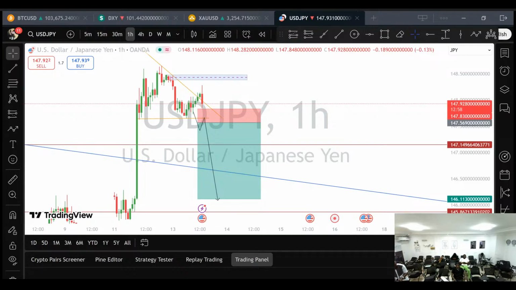So basically what I was saying is I am expecting price at 147.569, and once it crosses 147.569, I'm going to get in as an aggressive trader and put my stop loss at 147.961, and then my take profit at 146.113. But I insist we need to wait for the market to break this support level and close below, and probably wait for a retest before we get in. A retest will be an extra confirmation, but I am an aggressive trader. I will get in immediately it breaks that level and closes below that trend line.